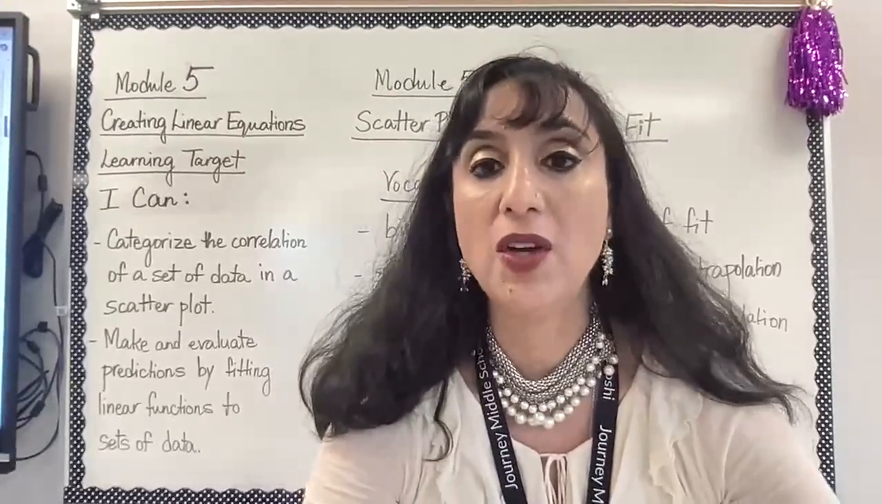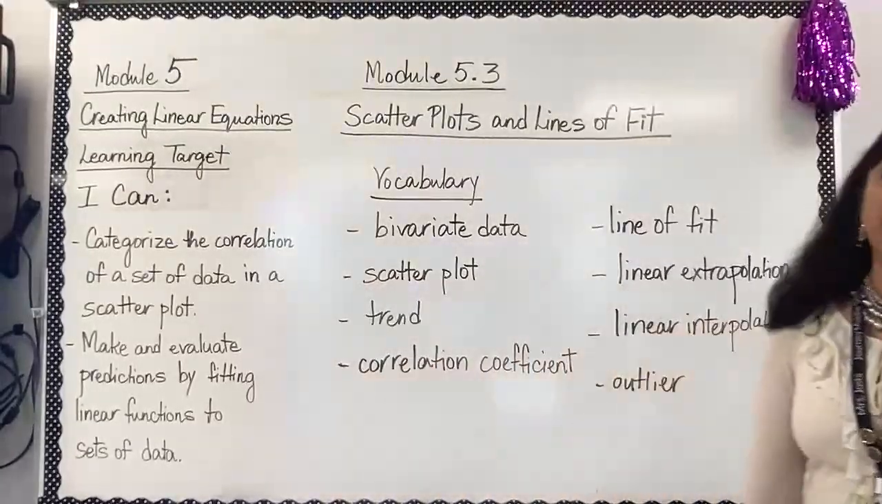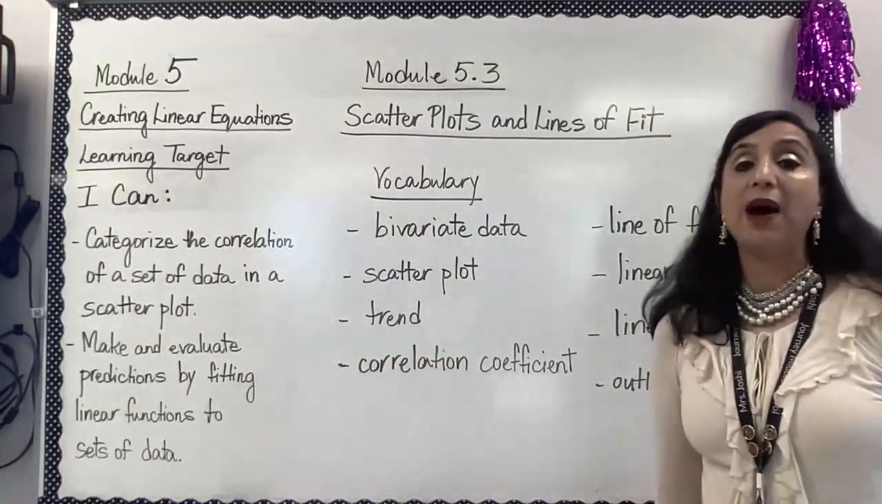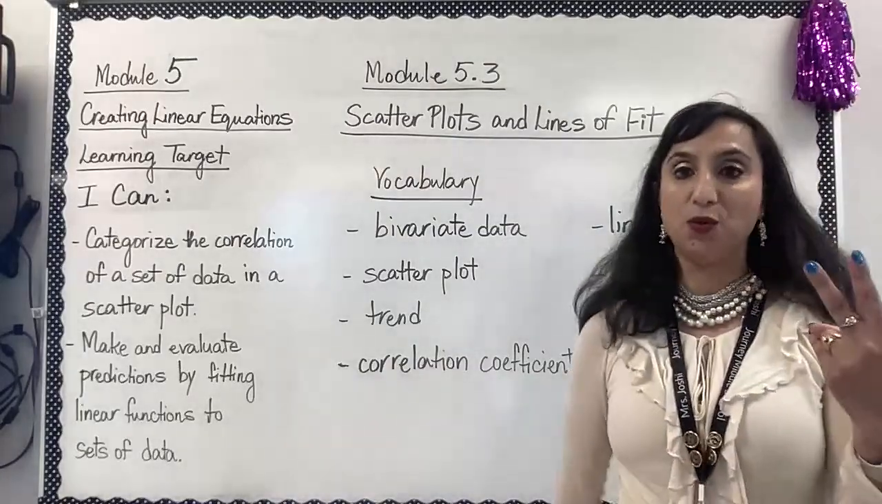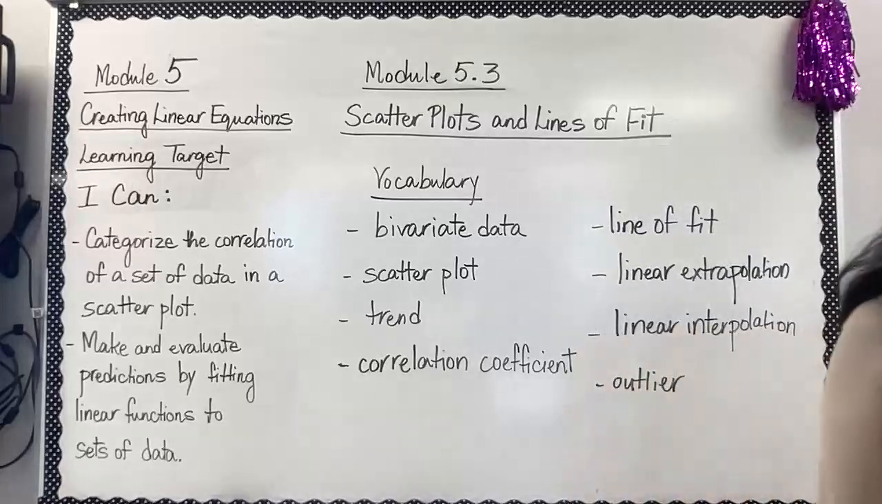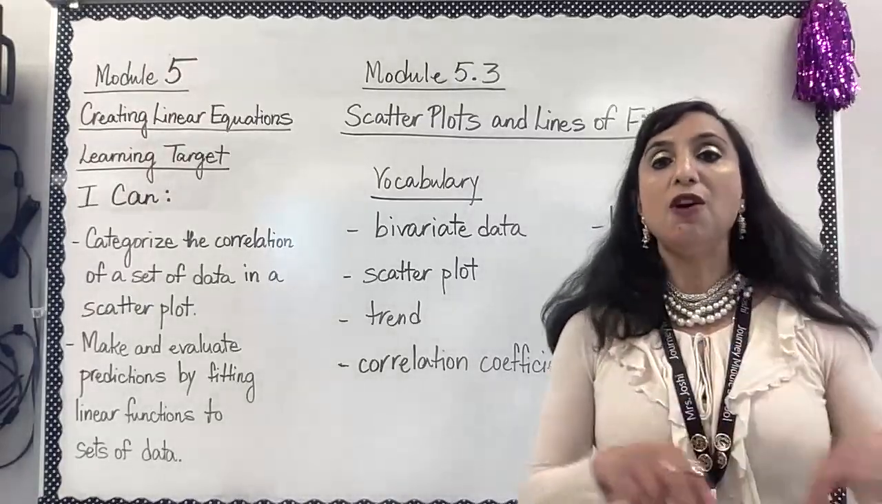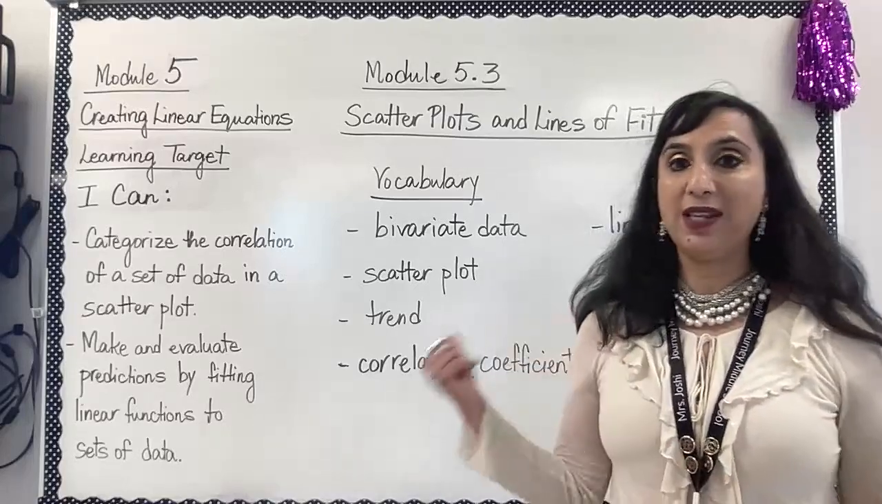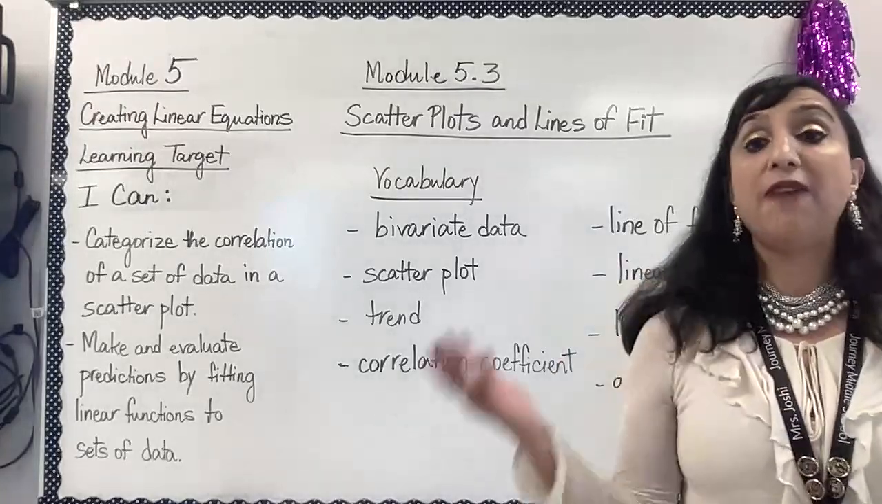So this module has a lot of new vocabulary. So let's look at what the vocabulary is. We have bivariate data, and bi basically means what? Two, right? And variate is basically another word for a variable. So two variables, and that is what this data is about. And so bivariate refers to a statistical analysis that involves the comparison of two separate variables.